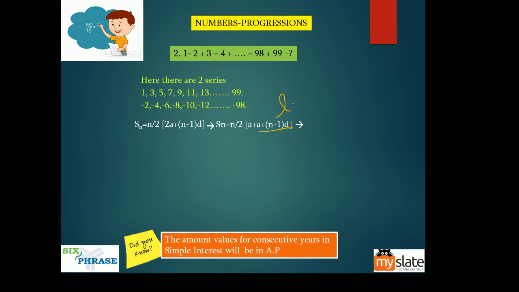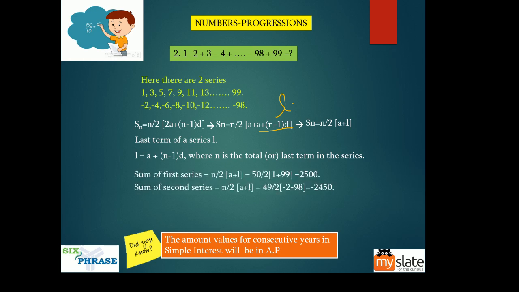Okay, so I will write this formula as n by 2 (a plus L). The only thing is that L should be the last term. So we could write it like this. That is what I am doing here. See, this is the explanation.